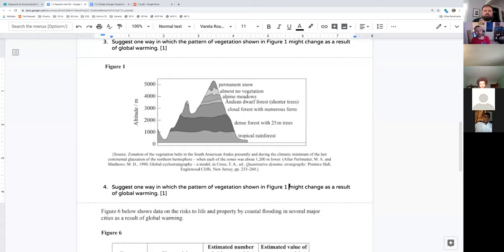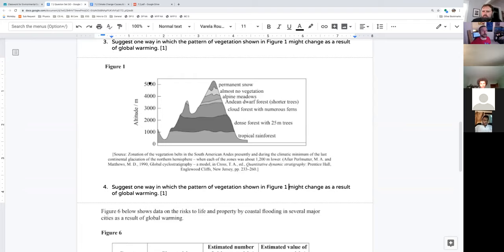Altitude. What does altitude mean? Height. Great. So this is telling us how high a particular place is in meters. And just so that you have some idea of about how high we're talking about here, 5,000 meters is about 5K. That's 3.1 miles.